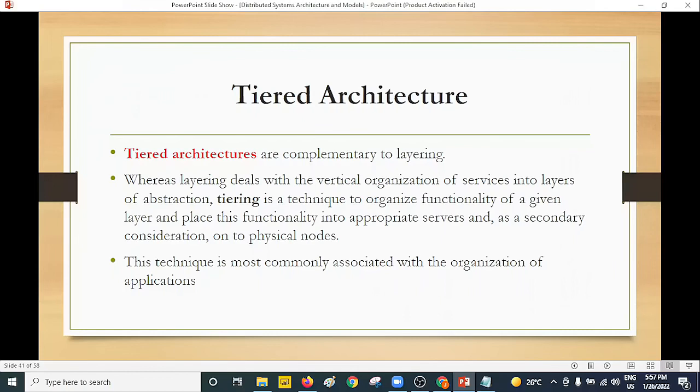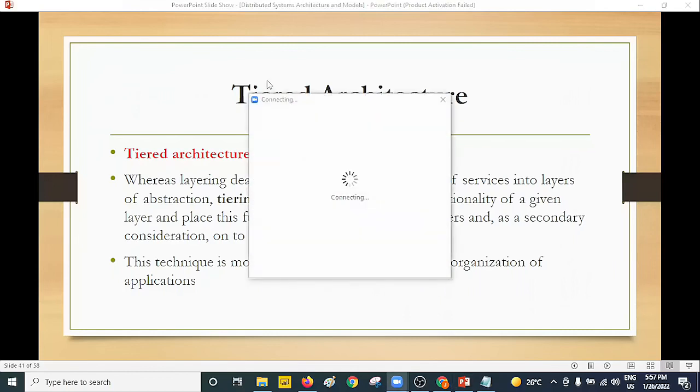a client communicates with a server. That is one.